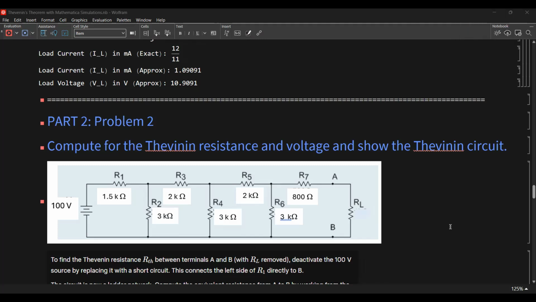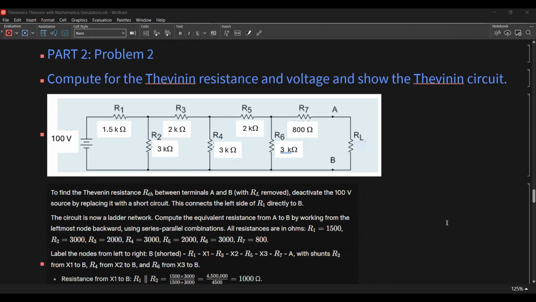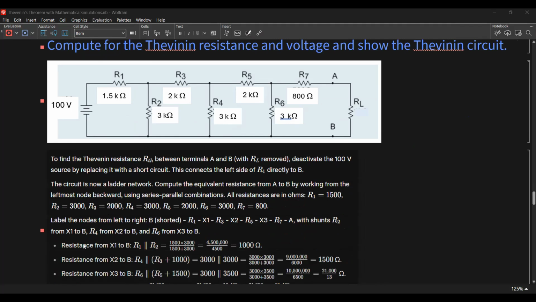Okay, so we have problem number 2 here. Compute for the Thevenin resistance and voltage and show the Thevenin circuit here. So to find the Thevenin resistance RTH, we have here the R1 and R2. We have to first identify the parallel resistors here. So R1 is parallel to R2 here.